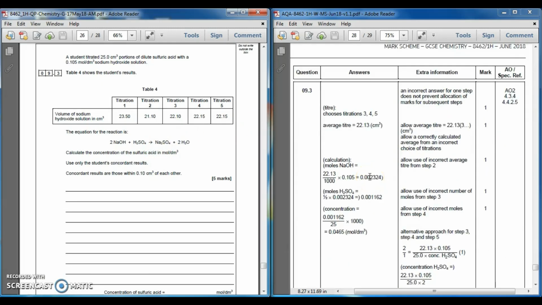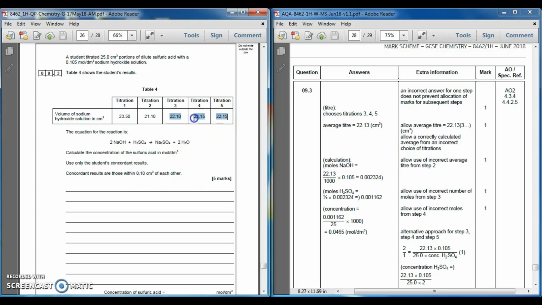Right, 9.3. People always panic about titrations, but there's 5 marks on this. And you know what? You can even get a couple of these without too much effort. The first thing it tells you, which is really useful, is it says, use only the student's concordant results. It's not even hiding this from you. And if you don't know what concordant is, it's even telling you that: those that are within 0.1 of each other.